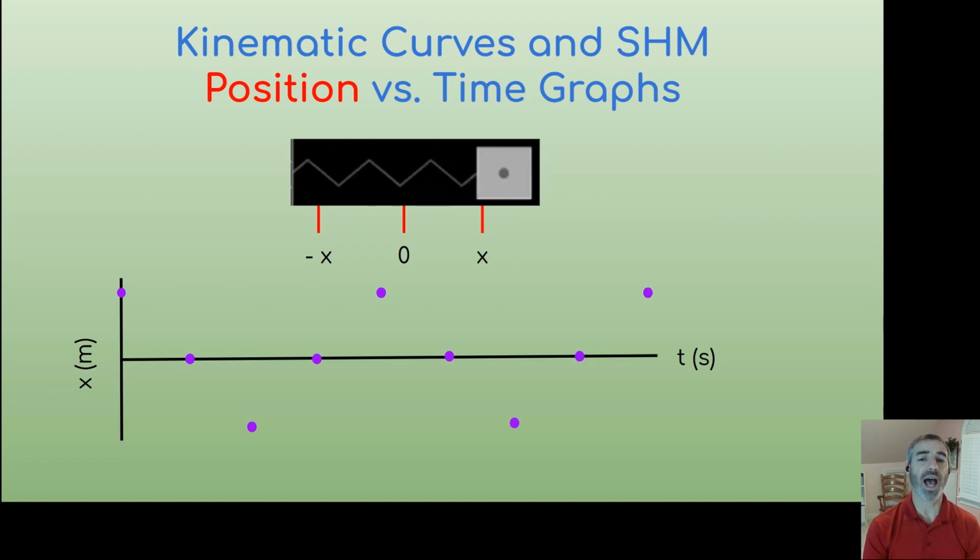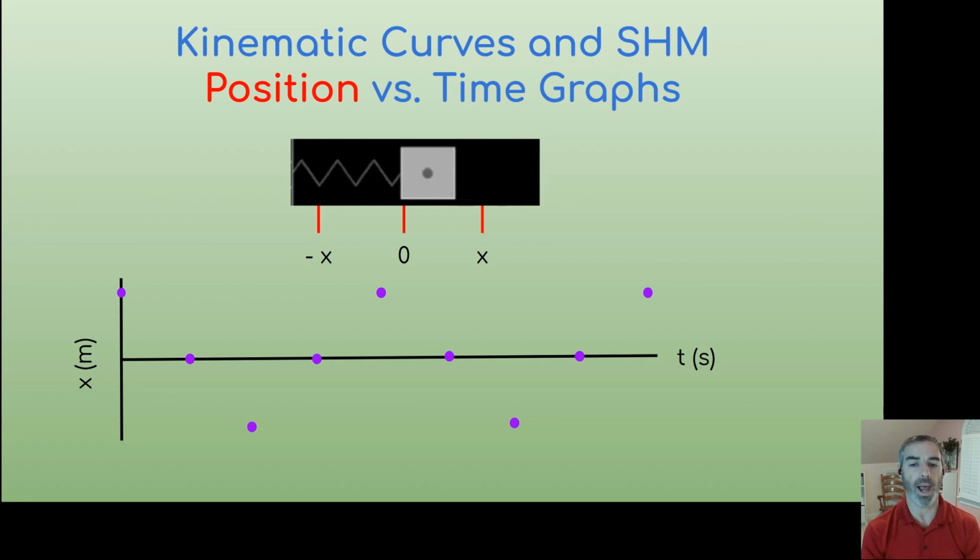Now, the question is, how are we going to connect these points? Well, we know that the spring force is changing, which means the acceleration is changing, which means the velocity is changing, which means the position is not going to be a linear change. So we know that it speeds up from x to 0, so that's going to be a curve, and it slows down from 0 to negative x, and vice versa on the way back. So we're going to start connecting those with curves.